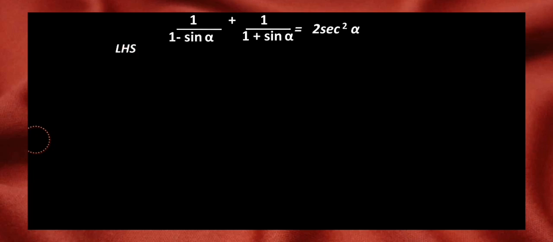Girls, now we'll solve sub question 6 of question number 5. The question is in front of you. The question consists of 2 fractions on the LHS and 1 normal term, that is 2 sec square alpha, in the RHS. As usual, we'll write LHS first, and observation will tell us how to proceed further.